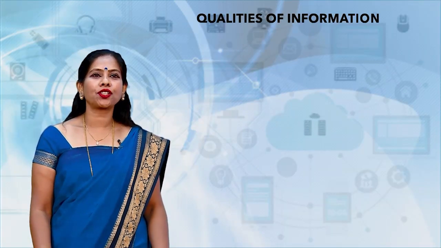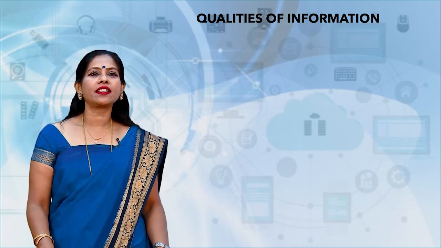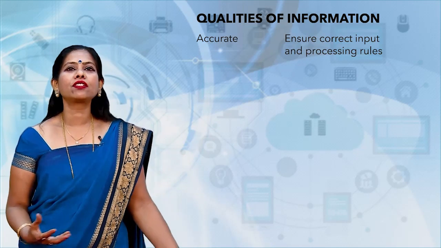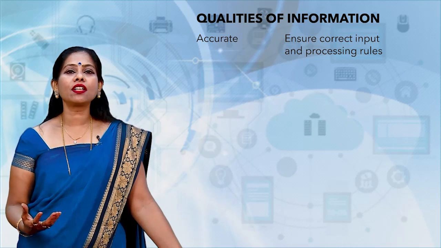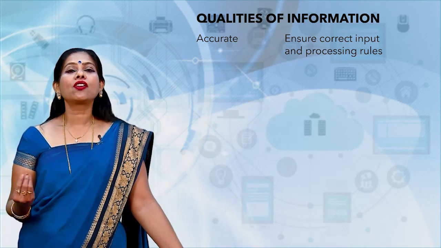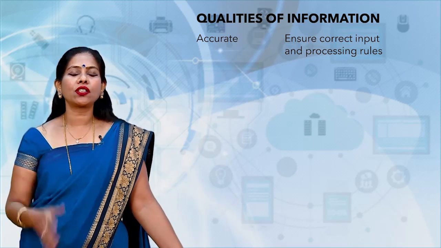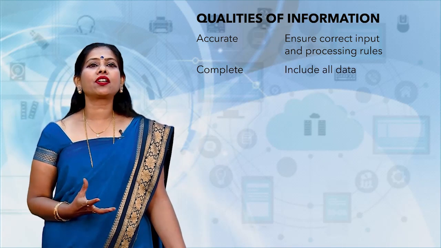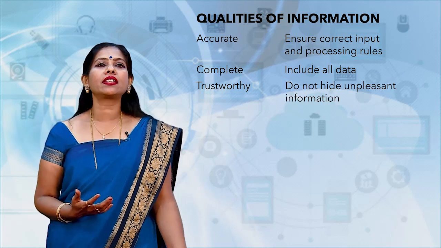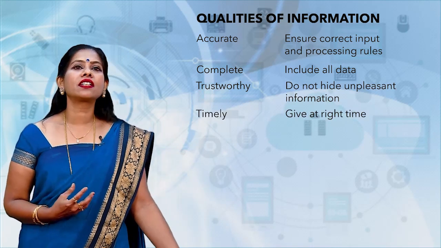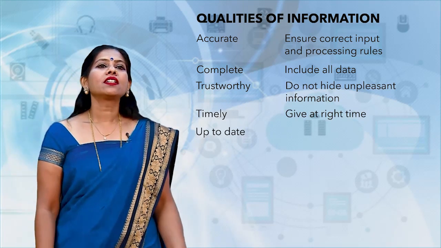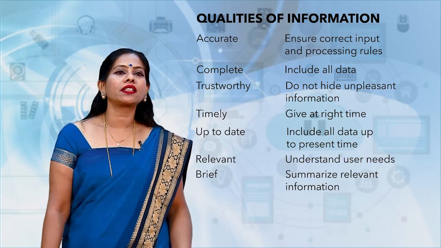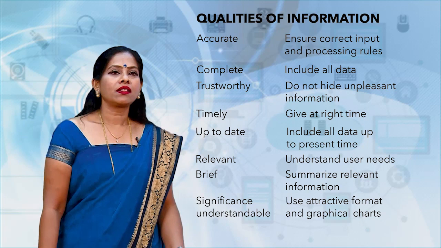Qualities of information. So here these are the qualities. Accurate, it is very accurate, whatever you feed to the computer, it gives you the output. If you give wrong data, it gives you the wrong output. So that is garbage in, garbage out. It is complete, trustworthy, timely, it gives you in no time. It is up to date, relevant, brief, very important, understandable.